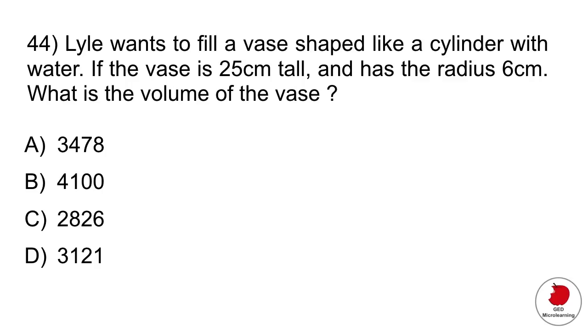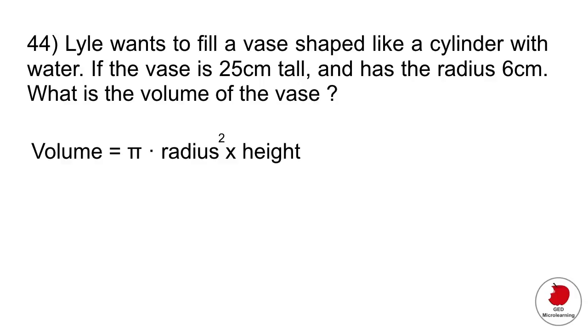All right, the next question is also geometry, but this is more of a word problem. So it says Lyle wants to fill a vase shaped like a cylinder with water. If it's 25 centimeters tall and has the radius of 6 centimeters, what is the volume? So if you look at your formula for volume of a cylinder, that's what it is. It's pi, which is 3.14, times the radius squared times height.